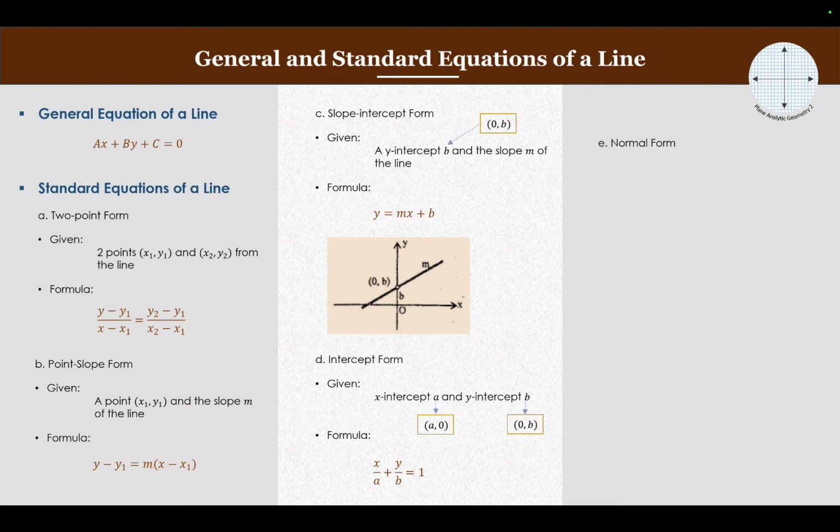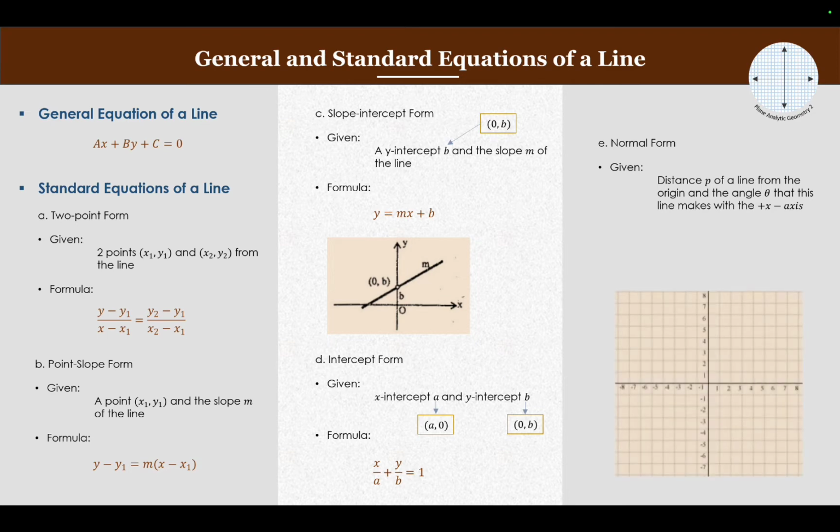The last form is the normal form. When you say normal, it means perpendicular. So the given values for this normal form is the distance p of a line from the origin, as well as the angle that this line makes with the positive x-axis. So to further illustrate these given values, let us have this Cartesian plane.